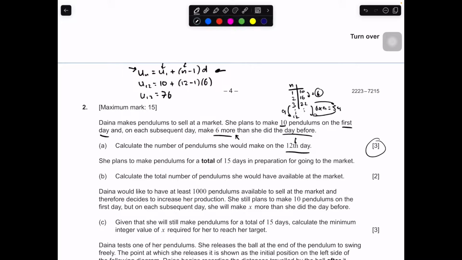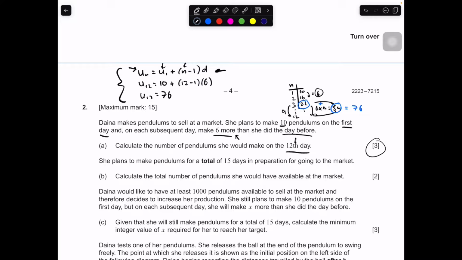And just as trivia, 22 plus 54 is equal to 76, which we would have had that way. But this is often a way that the IB mark scheme would like to see things presented. You can use intuition, though. Just be mindful of method marks.